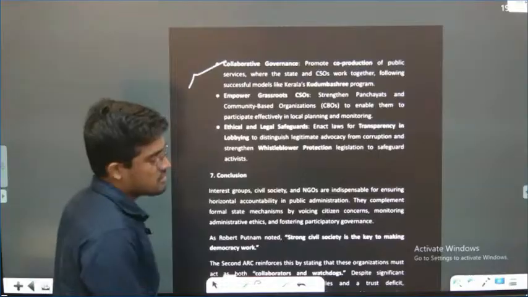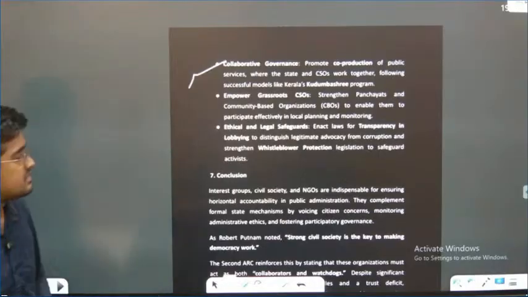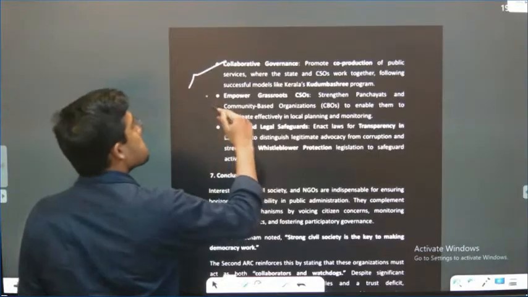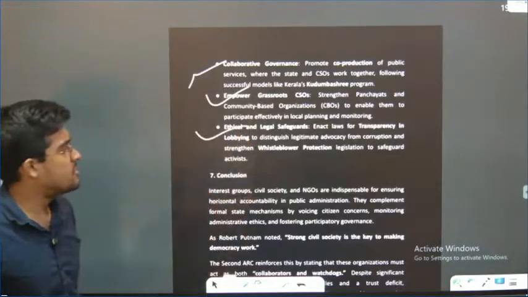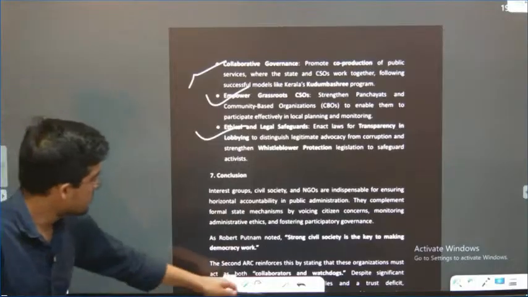Collaborative governance is required to improve citizen delivery of services at grassroots levels. These are all those repetitive points we read earlier. Okay.